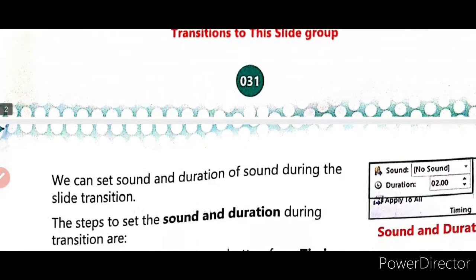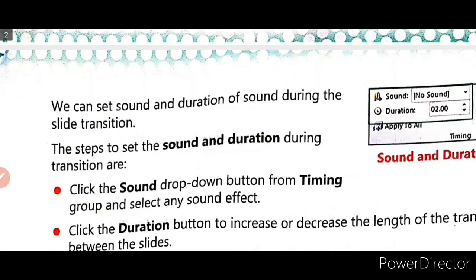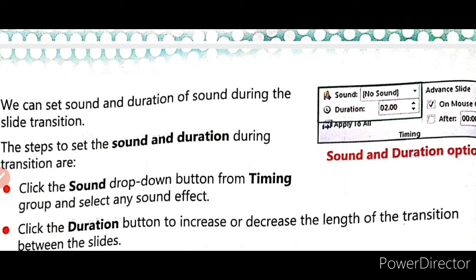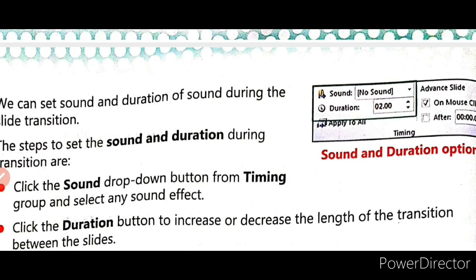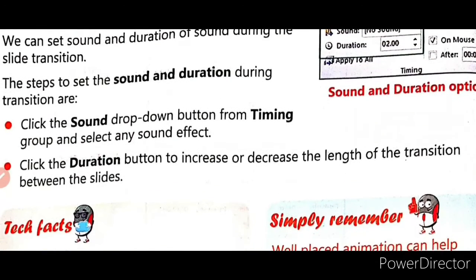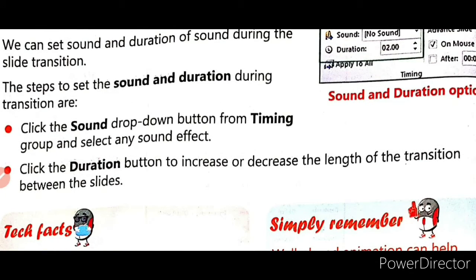Clear? So we can set sound and duration of sound during the slide transition. See children, during the slide transition we can also set the sound and duration of the sound. See this diagram, sound and duration option. So what are the steps to set the sound and duration during the transition? Click the sound drop down button from the timing group and select any sound effect. Click the duration button to increase or decrease the length of the transition between the slides.